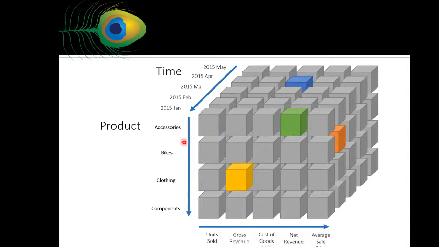Yes, sir. Cost of goods sold is already marked here. For accessories, we need to go to April. The blue one, this one. Yes, sir. So this is how you pick an individual cube, right?